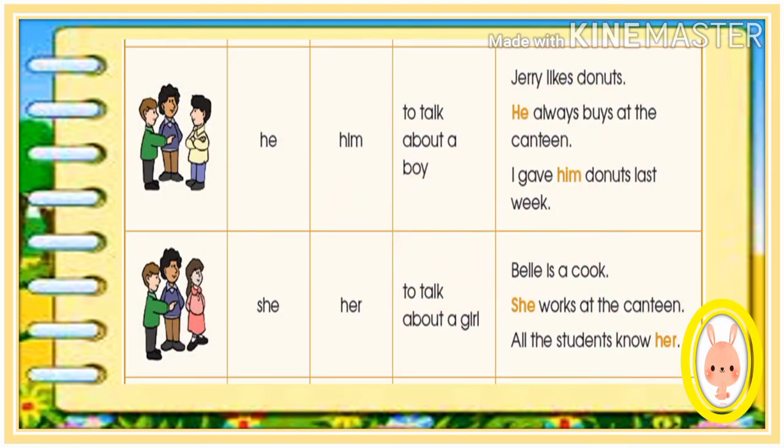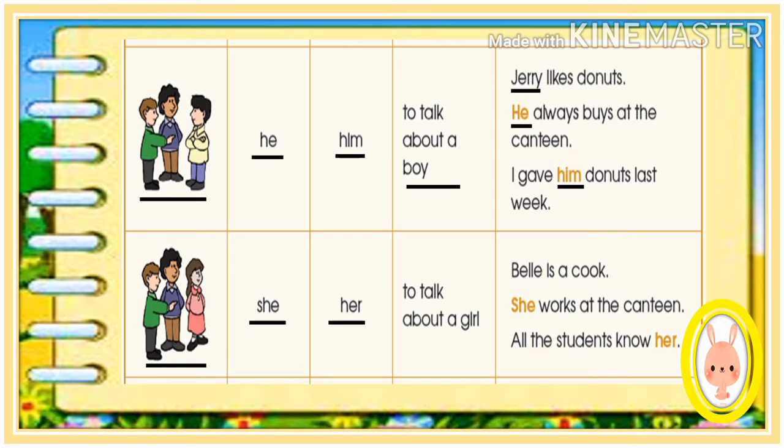So now the subject pronoun he and then the object pronoun him. And the function of he and him is to talk about a boy. Example, Jerry likes donuts. Jerry is a noun and he is a boy. Example, he always buys at the canteen. I gave him donuts last week. So what are the pronouns in the sentence? He and him.